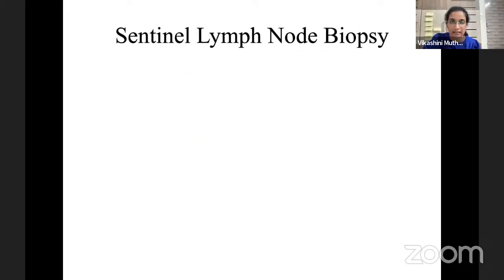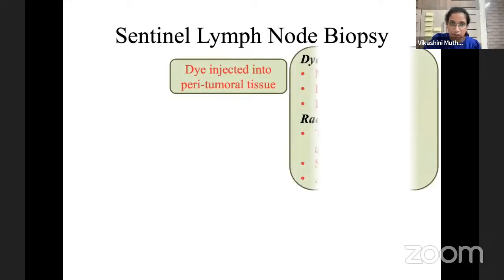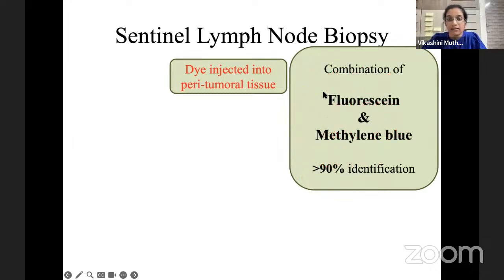Basically, in SLNB you just inject a dye into the peritumoral area. You can either inject dye or use radioisotopes. The dyes that are used are methylene blue, fluorescein, and indocyanine green, and the radioisotopes are technetium-99m labeled albumin, sulfur colloid, or antimony. But Bailey states that if you combine fluorescent dye and methylene blue, the probability that the sentinel lymph nodes can be identified is more than 90%.